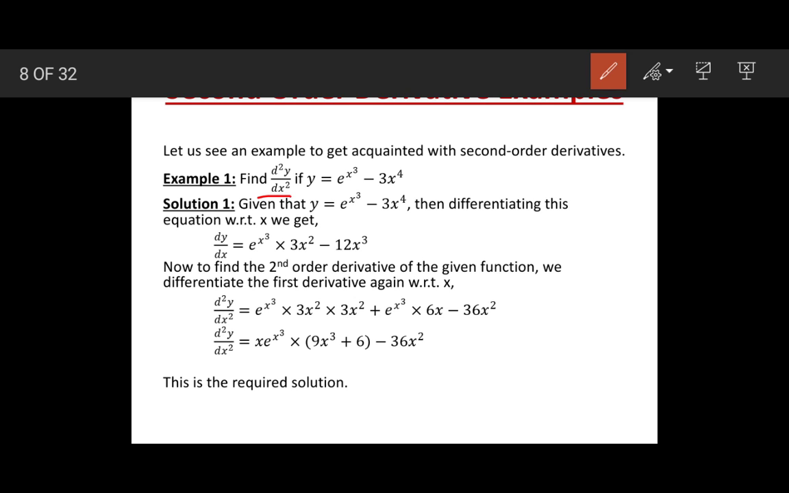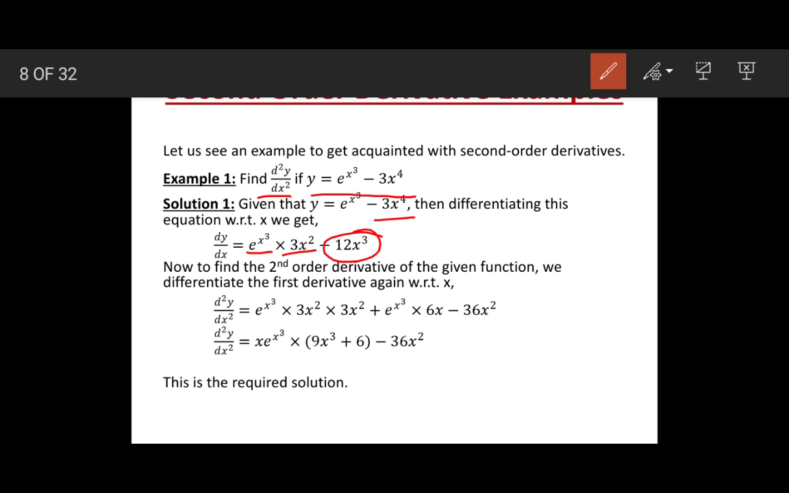d2y upon dx square. If y is equal to e raised to x cube minus 3x raised to 4, then dy upon dx will be derivative of e raised to x cube, which is e raised to x cube into 3x square, minus derivative of 3x raised to 4. 3 is constant, derivative of x raised to 4 is 4x cube. So that is equal to 12x cube.